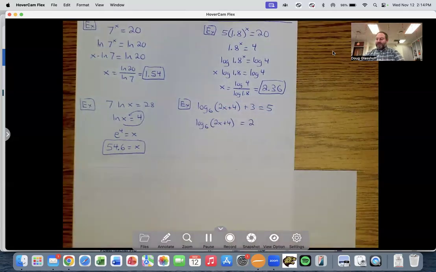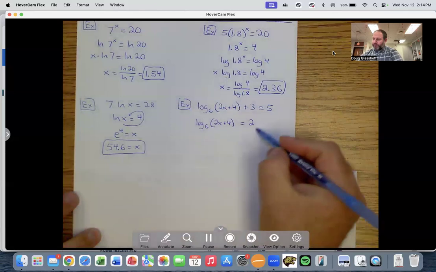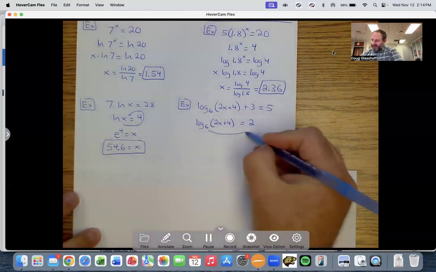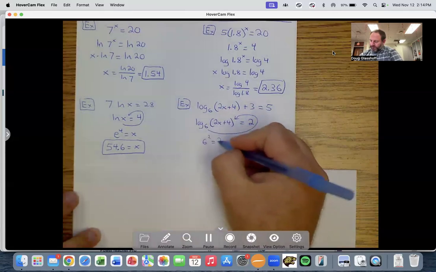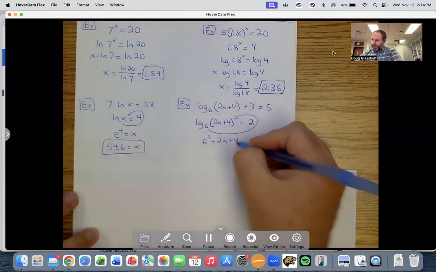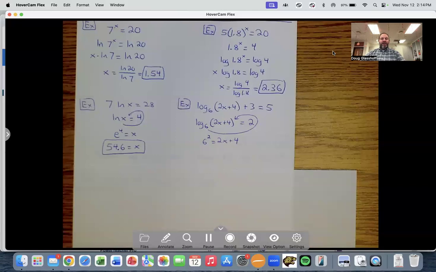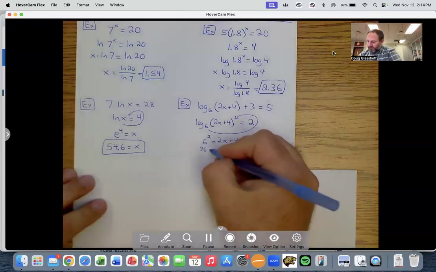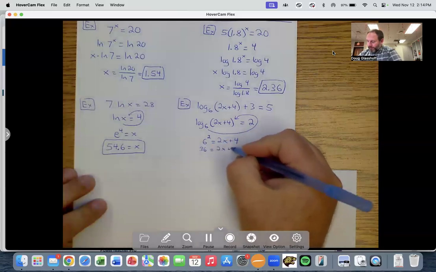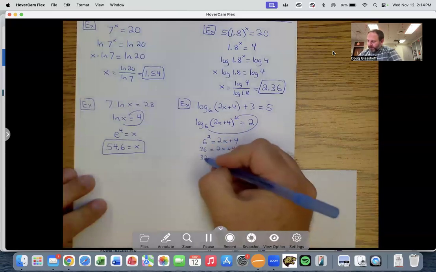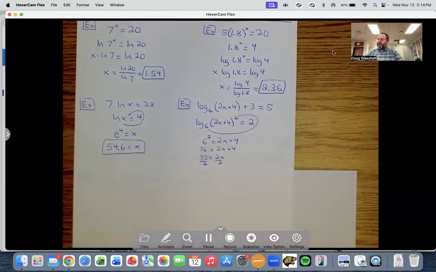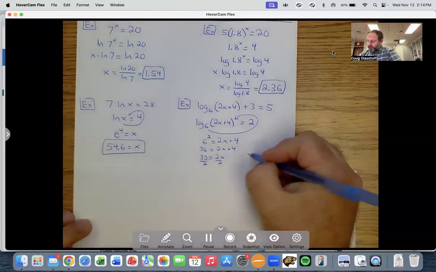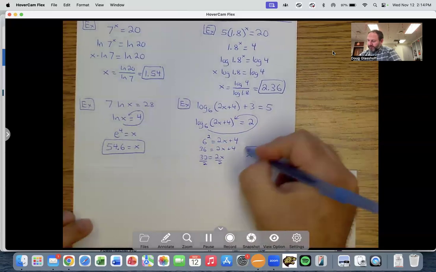Now, kind of like the last one, I'm going to loop it. So I'm going to do 6 raised to the 2nd power equals 2x plus 4. And now I can solve that because, as we know, 6 squared is just 36. Subtract over the 4 to get 32. Divide both sides by 2. And x has to equal 16.